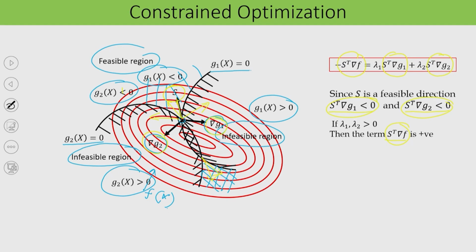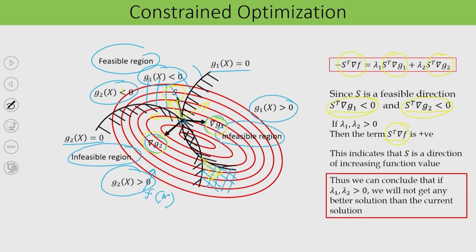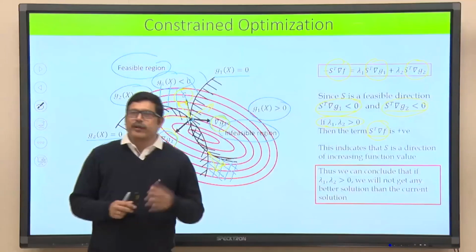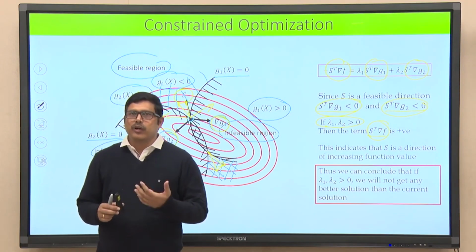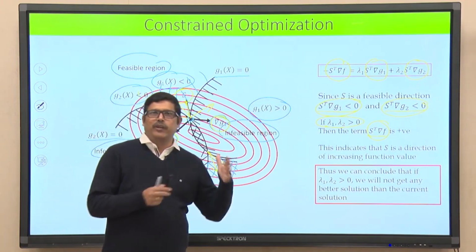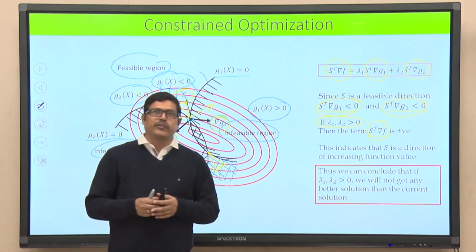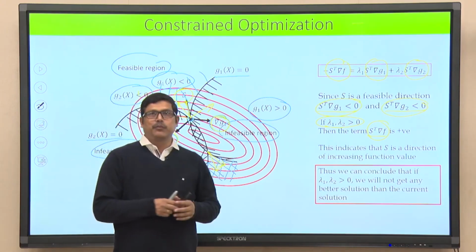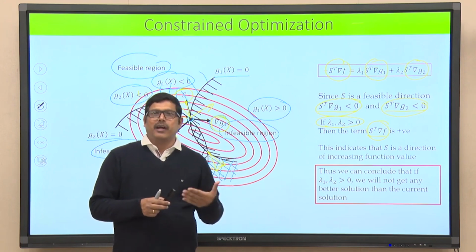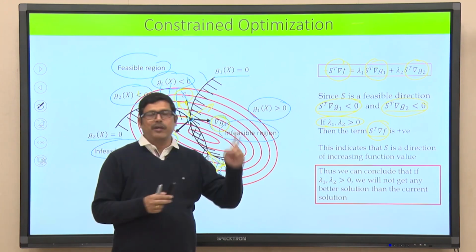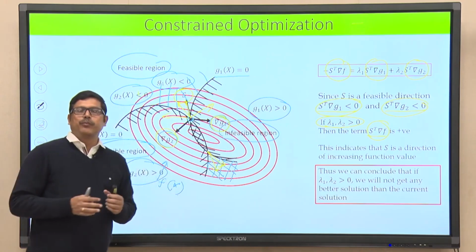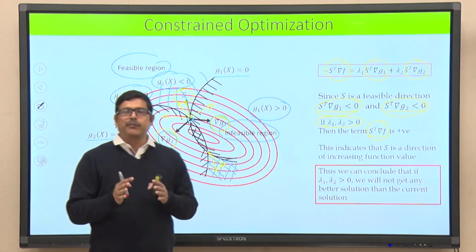Therefore, from here we can conclude that lambda 1 and lambda 2 should be greater than 0 at the optimal point. In this case we have only two constraints, so we have only lambda 1 and lambda 2, but if you have multiple constraints, suppose you have m active constraints, then you get lambda 1, lambda 2 up to lambda m, and all of them should be positive at the optimal solution.